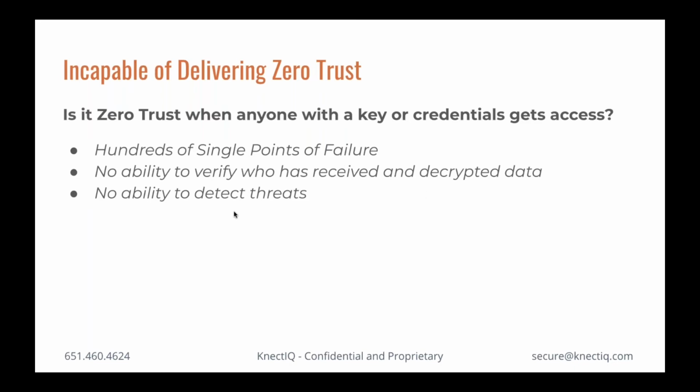But when we look at how this system works, can we really call it zero trust when we're actually giving the data to anyone who has obtained any one of these single points of failure, and there are hundreds of them, when we're unable to verify who is decrypting that data, and when we have no ability to detect threats on that system, or at least the threats that are happening outside the network? I would argue that in a very real way, the existing security protocols that we're using to secure the internet are not able to deliver on these promises of zero trust.